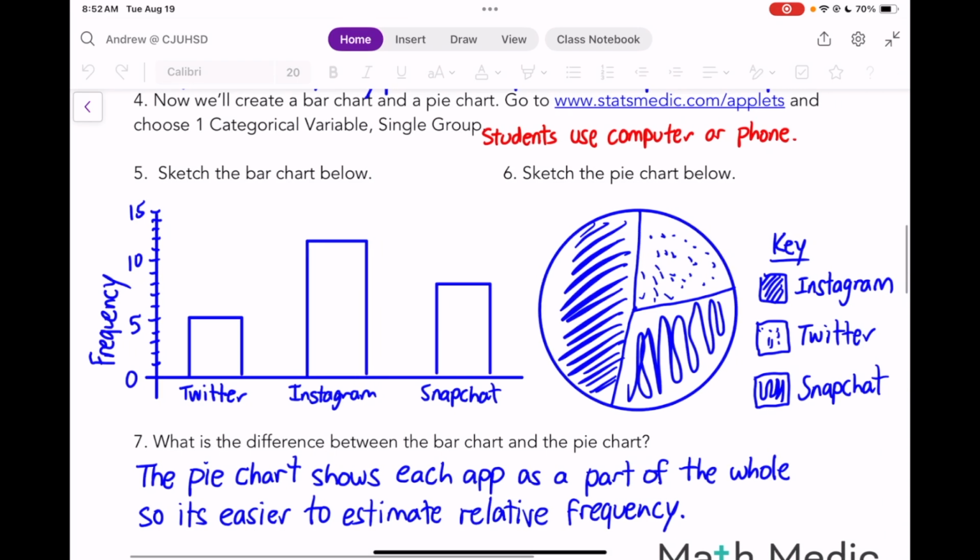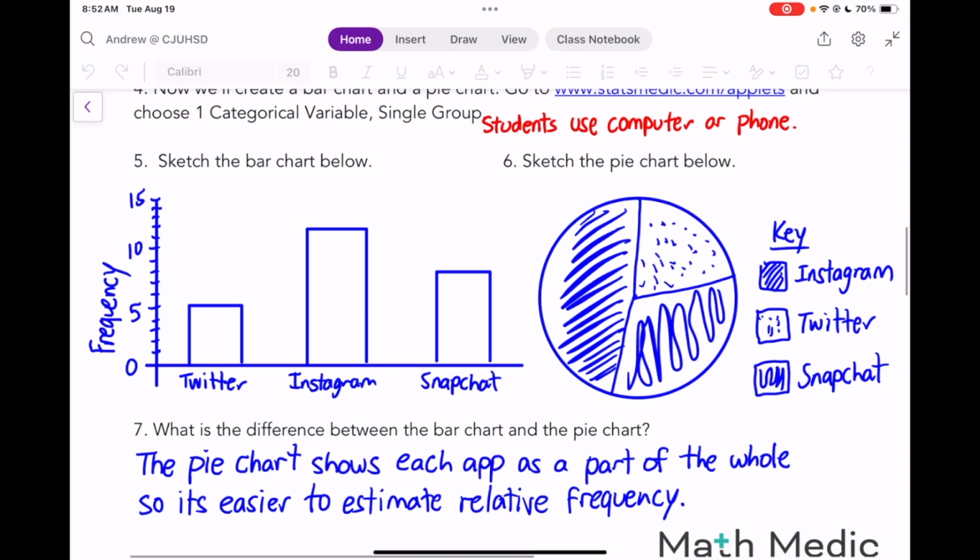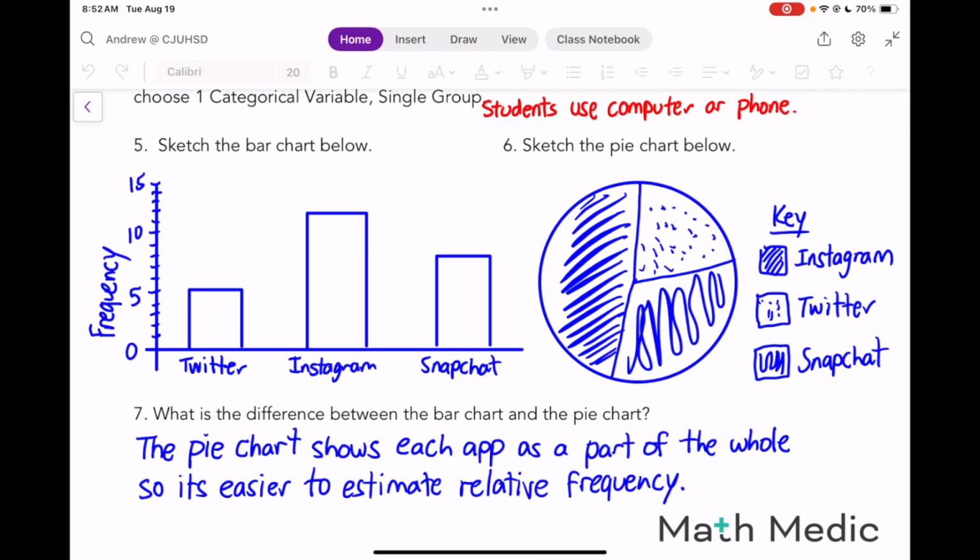Now the pie chart, of course, always has to add up to 100%. And the angles have to correspond to what percentage of 360 degrees that category was. So the difference between the two is that the pie chart shows each application as part of the whole. So it's easy to see its contribution to the entire total, and so it's easier to estimate relative frequency. The bar chart really shows you the differences between them.